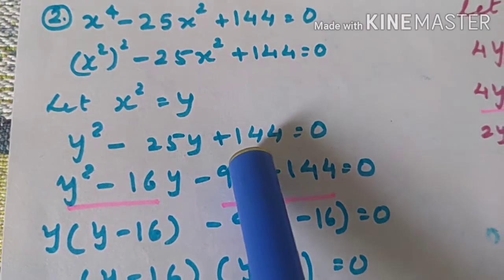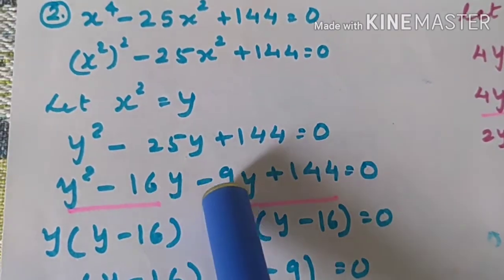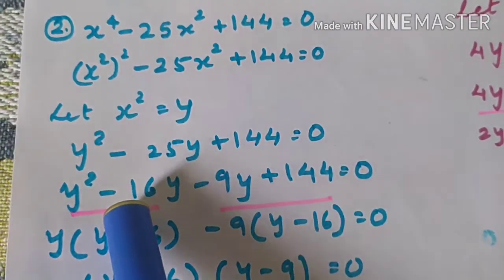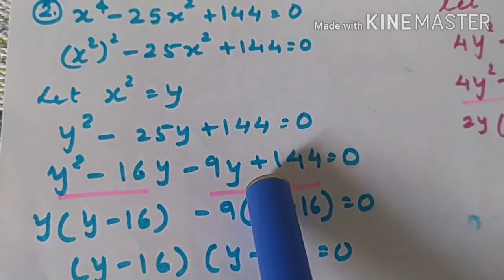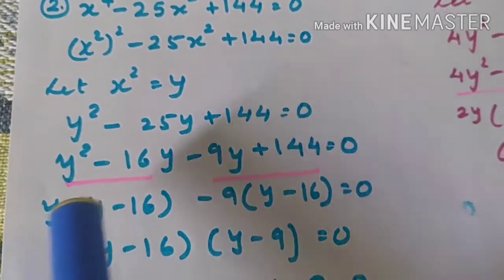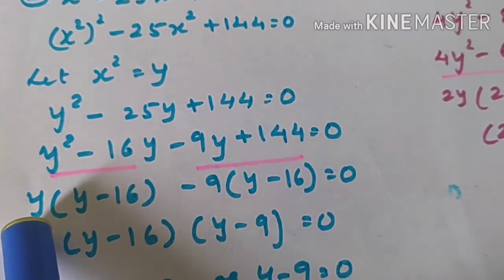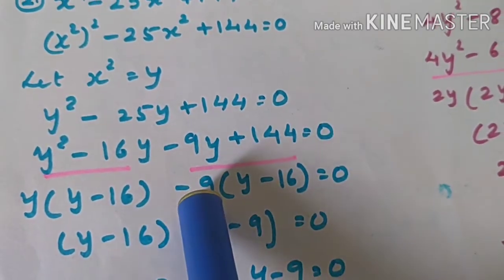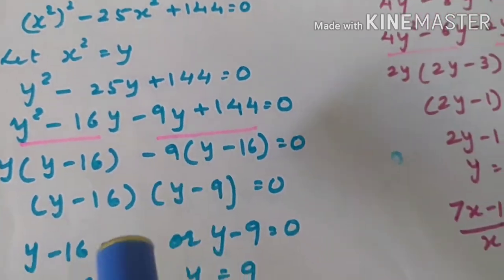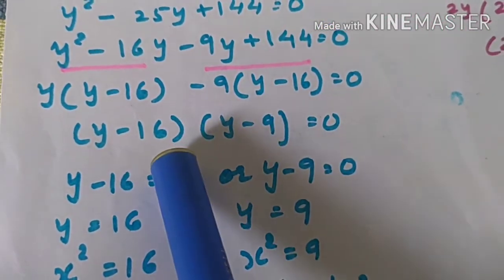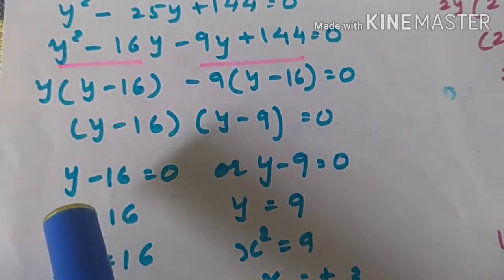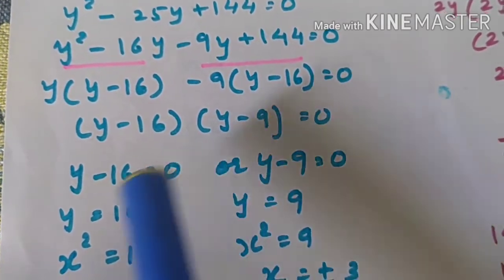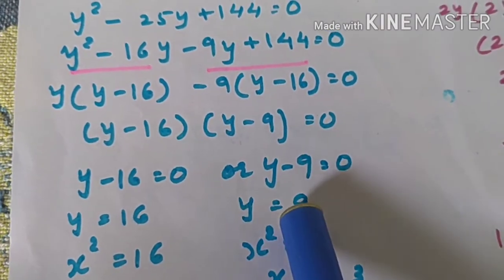Now taking factors of 144, that is 16 nines are 144, I want minus 25 as the middle term. So I am placing it: y square minus 16y minus 9y plus 144 is equal to 0. Now from the first two terms y is common, so in the bracket y minus 16. From the other two terms minus 9 is common, y minus 16 is equal to 0. So here I get two brackets, y minus 16 and y minus 9, is equal to 0. y minus 16 is equal to 0 or y minus 9 is equal to 0. So y is equal to 16, y is equal to 9.